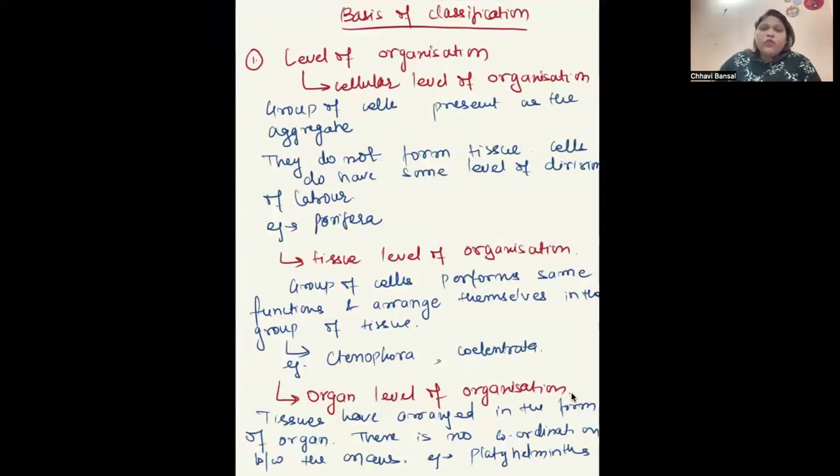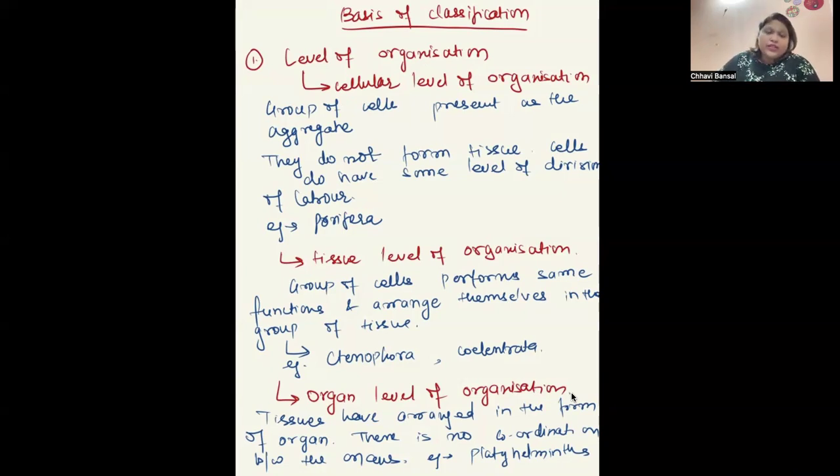Let's have a quick review. The level of organization has 4 levels: cellular, tissue, organs, and organ system. Cellular being the most simple form, and organ system being the most complex form. Now, in cellular, there are cell aggregates that have not formed the tissue yet, but they show some level of division of labor, right? The only phylum that belongs to cellular level of organization is the first phylum, Porifera.